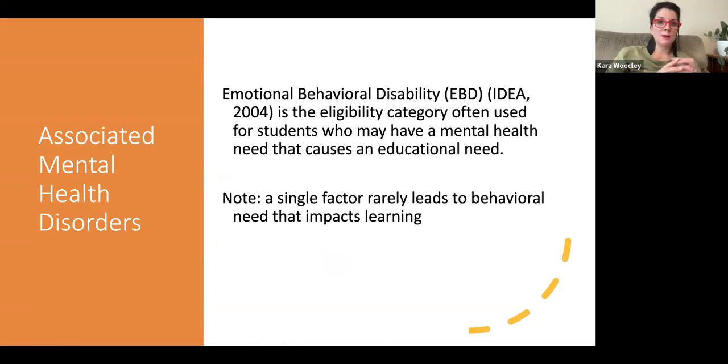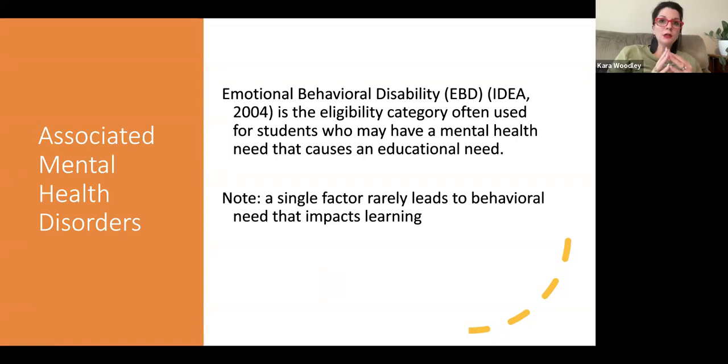And so as we're pivoting a little bit and talking about associated mental health disorders in the reading, I want you just to know that this is all very individualized. We have to use that multidisciplinary team to look at all the data with a student, so that we can make sure that we are considering all of the reasons for a child's behavior, with the ultimate goal of giving them the supports that they need.